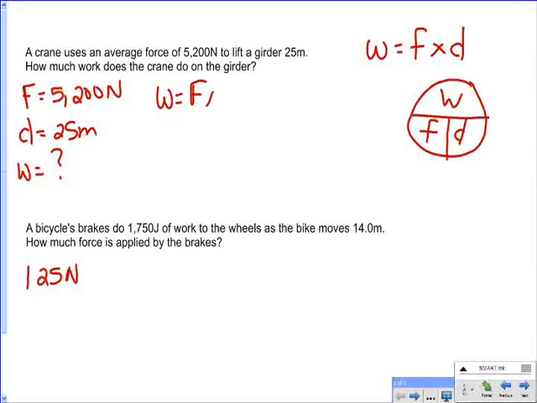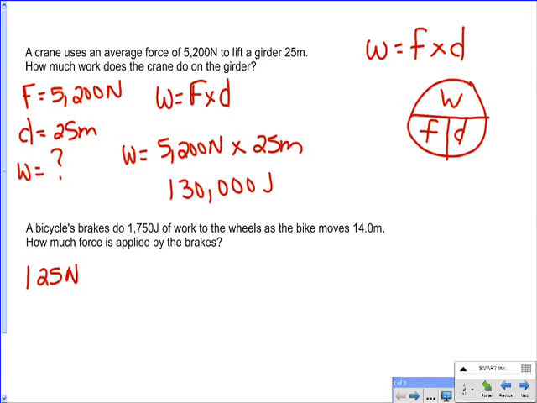So W equals F times D. So let's fill in our numbers. Force is 5,200 newtons times a distance of 25 meters. Now, once you calculate those and put those in your calculator, you get that work equals 130,000 joules. That's how much work was done.